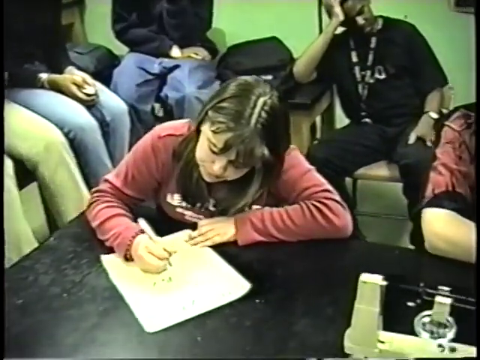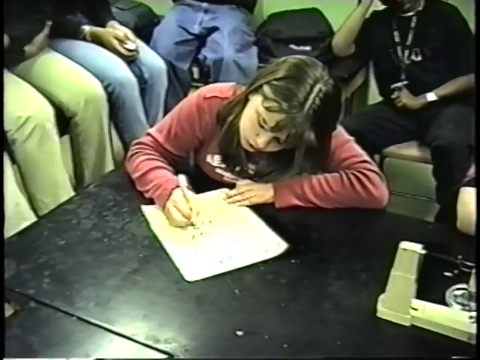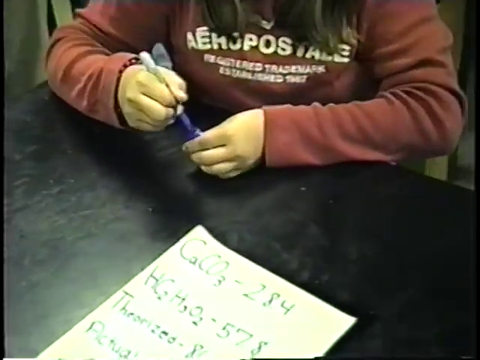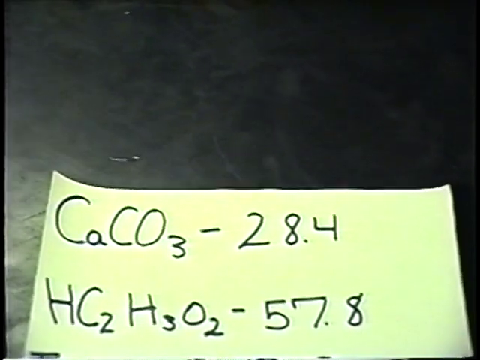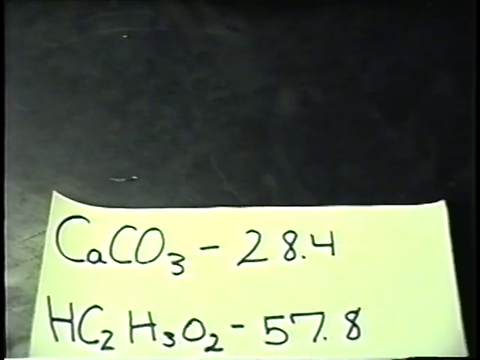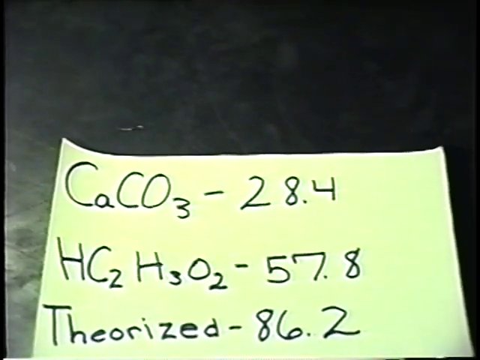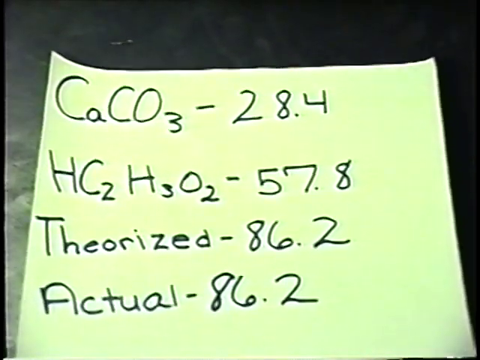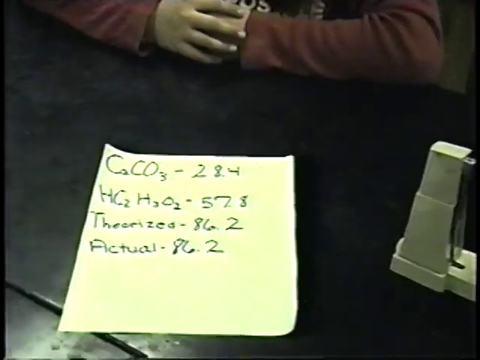86.2. 86.2, and if you can put that down next to actual weight, and then if you could just turn that around so we can see it. Okay, so if we take these particular chemicals that have those particular weights and we put them together and just add the numbers together, that's what we expect it to be, 86.2. And we actually did the experiment. Lo and behold, it came out to be exactly what we expected, which was 86.2.